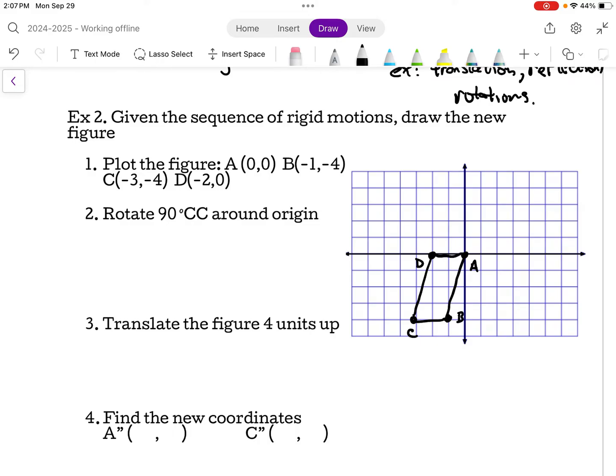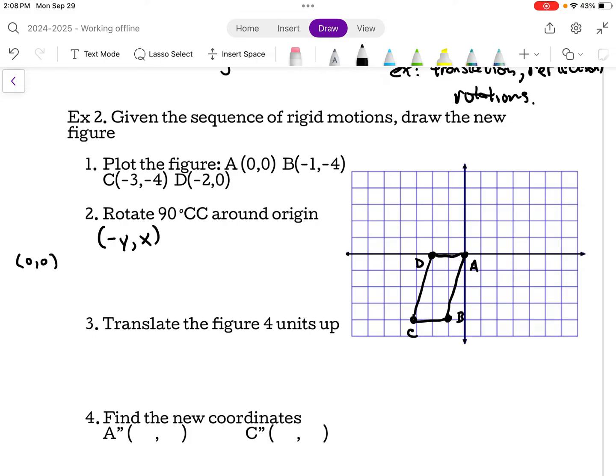And in doing this, then I'm going to rotate 90 degrees counterclockwise around the origin. So 90 degrees counterclockwise is going to be negative y, x. So what I'm going to do is take those points that I just plotted and apply the rule negative y, x, which would be 90 degrees counterclockwise around the origin.